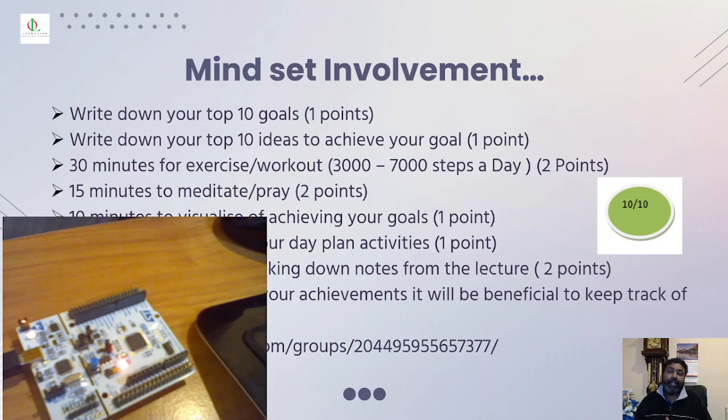And also don't forget the involvement. So please write down your 10 goals, and that gives you a point. And please write 10 ideas to achieve that goal, that gives you a point. Please spend 30 minutes to do your exercise or workout, that gets you 2 points. Please spend 15 minutes to meditate or pray, that gets you 2 points. And please spend at least 10 minutes to visualize actually achieving those goals, and that gets a point. And please spend another 10 minutes to actually plan your activity for the day or for tomorrow or for next week.